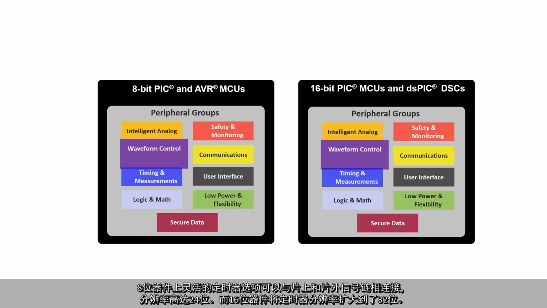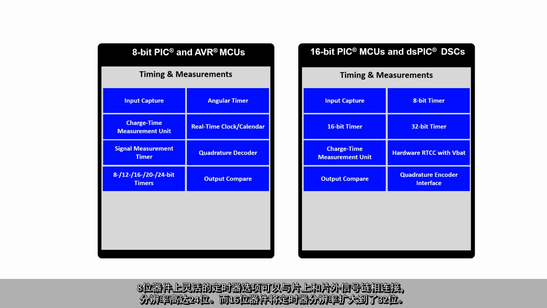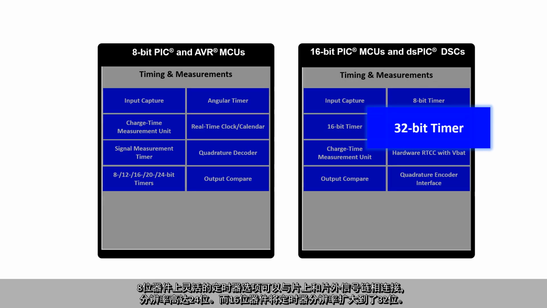Flexible timer options on 8-bit devices can interface with both on and off-chip signal chains with resolutions up to 24 bits. 16-bit devices extend timer resolutions up to 32 bits.